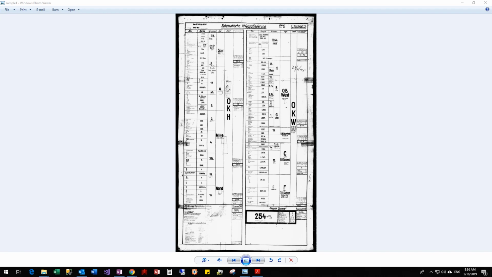And you can see we have sections that cover OKH and then the Army groups like Army Group South A. And then you can see that there's also the armies that are assigned to the Army groups, the corps assigned to the armies, and then the divisions. So we're going to focus in on OB West. We see that OB West has Army Group H, Army Group B, Army Group G.